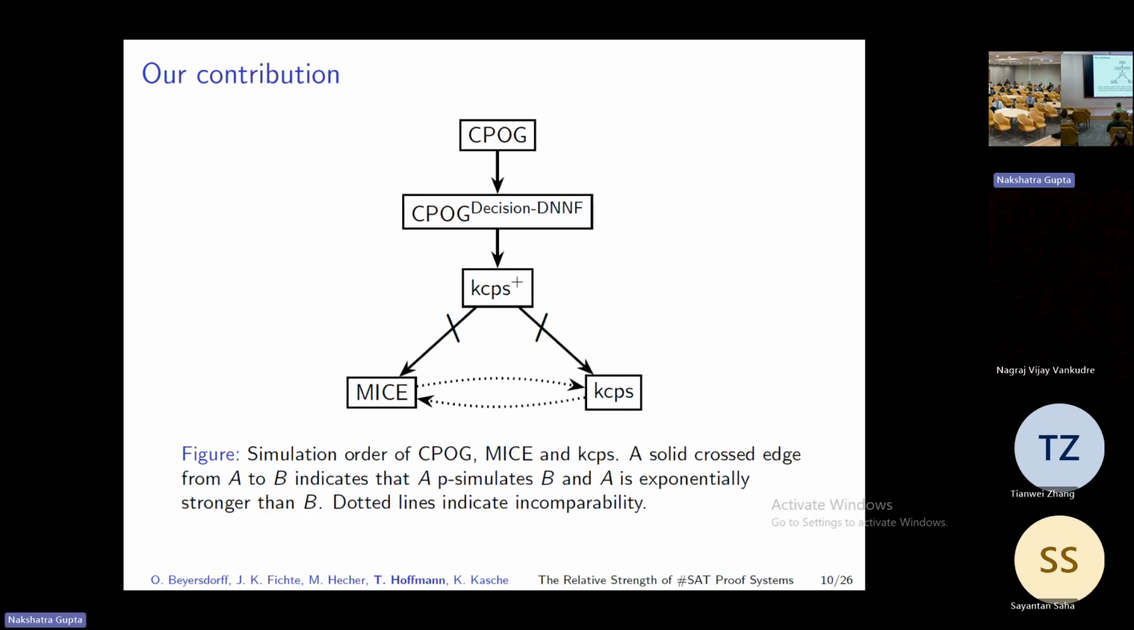In fact, our contribution is a bit more. We also introduced 2 new systems that are slight adaptations of existing ones. That is, for one, KCPS Plus, which is a generalization of KCPS, and also CPOC on decision DNNFs, which is basically just a restriction of CPOC. These 2 systems fit very well into this figure here. Okay, and now for the rest of the talk, I want to give you brief introductions to the different proof systems and sketch some main ideas of the simulations and separations.